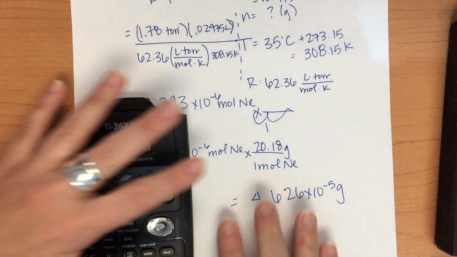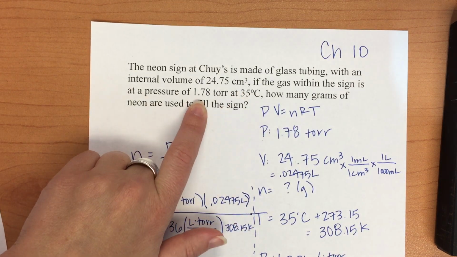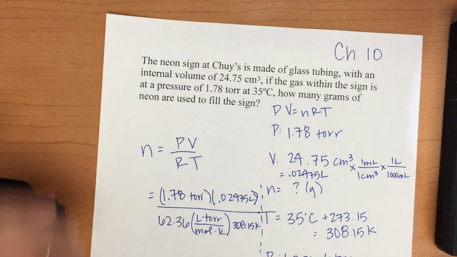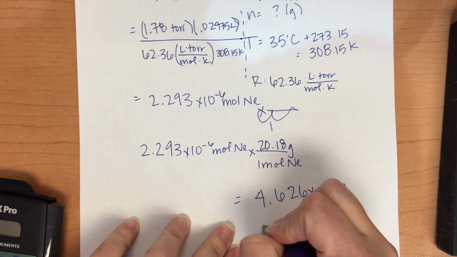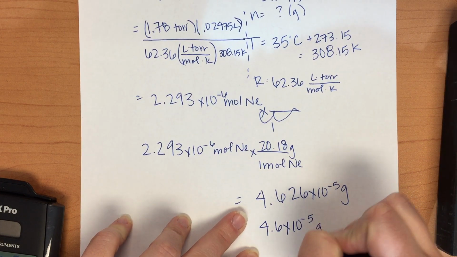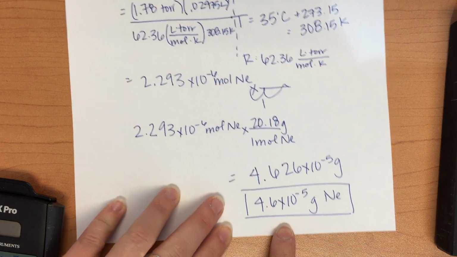But we should double check our sig figs. Up here, temperature has 2, and pressure and volume have 3 and 4 respectively. So we only get 2, so 4.6 times 10 to the negative 5 grams of neon are within this sign.